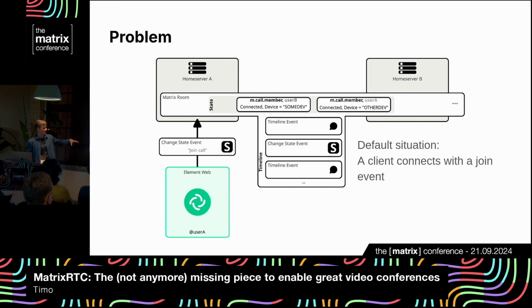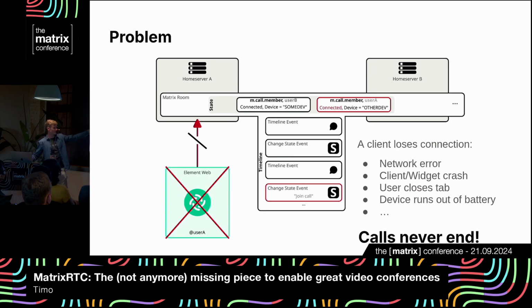So yeah, we have our old schema. I hope you all still remember it. I mean, it's quite simple. And then we have a client, and that client wants to join. So they take a state event, which is a join call state event, so basically a membership with an active membership, and they send it to the home server. The home server inserts it into the room state, and now we have a connected call member event for this device.